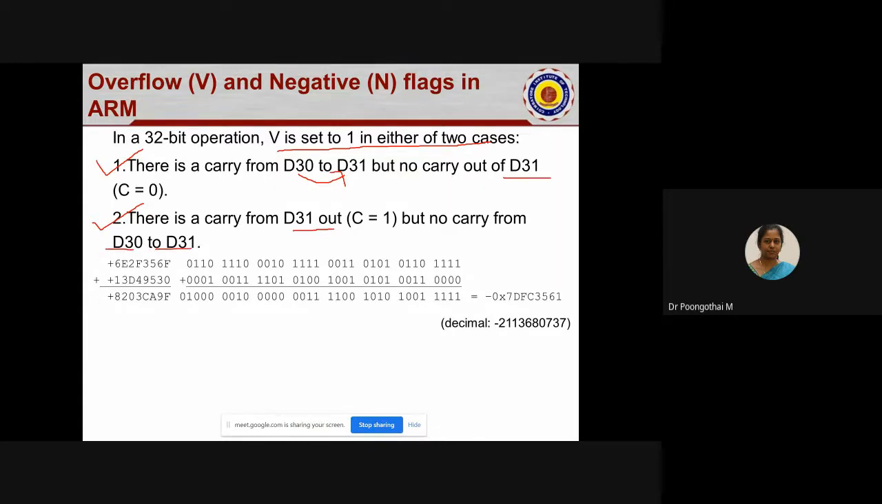In that case, your overflow flag will be set to 1, which means that your result exceeds the limit. That is the meaning. So we will get an error data, and we need to correct that. In this example, the negative flag is set to 1, the carry flag is 0, and the overflow flag is set to 1. Here we are adding two positive numbers, but we are getting a negative number. So the value is exceeded, and for that case the overflow flag is set to 1.